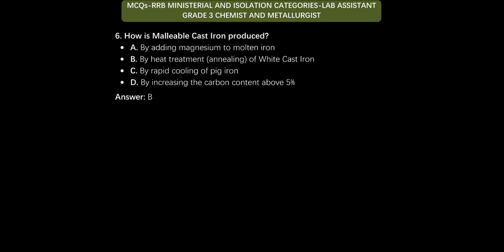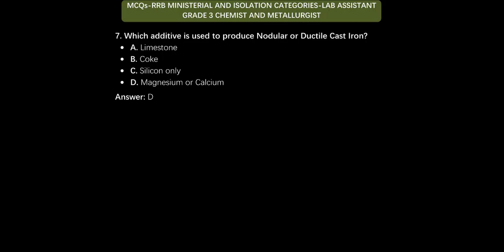Option B, by heat treatment, annealing of white cast iron. Which additive is used to produce nodular or ductile cast iron? Option D, magnesium and/or calcium.